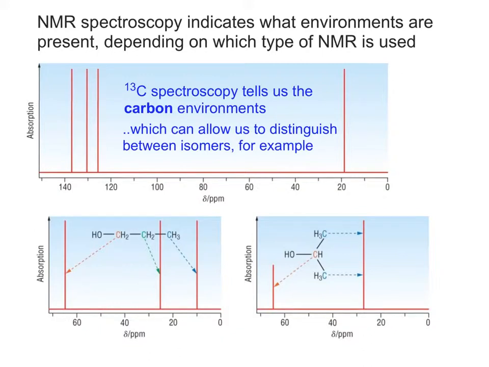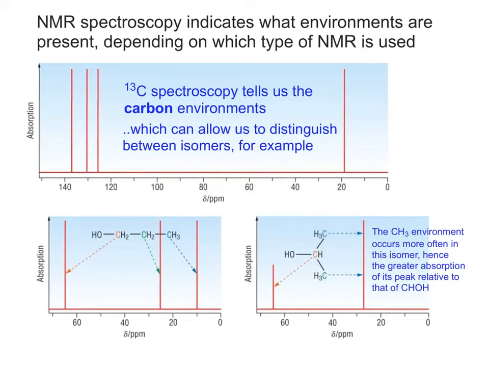So if you look at the 2 isomers at the bottom, there's slightly different carbon environments in each one and slightly different numbers of carbon environments in each one. So looking at the isomer on the right, for example, you can see there's a slight difference in the absorption of the peaks, and that's reflected by the structure of that particular isomer. You can see clearly that there's more carbons present in the CH3 environment than are present in the CHOH environment. But the 2 isomers are exactly the same, and you can see that obviously they're both C3H6O.